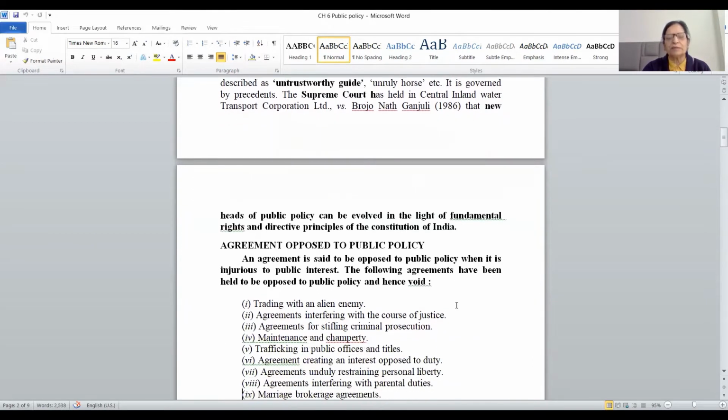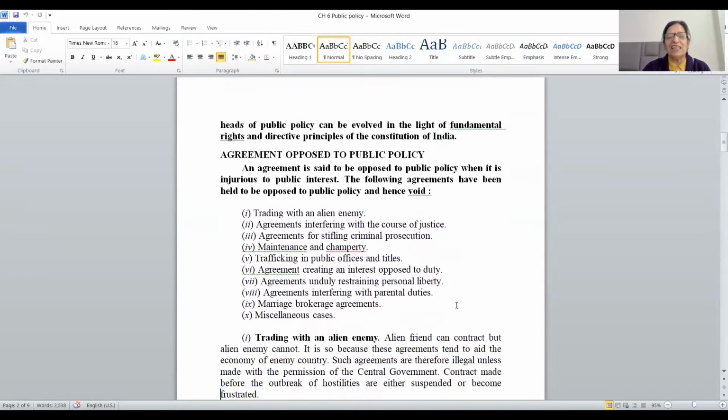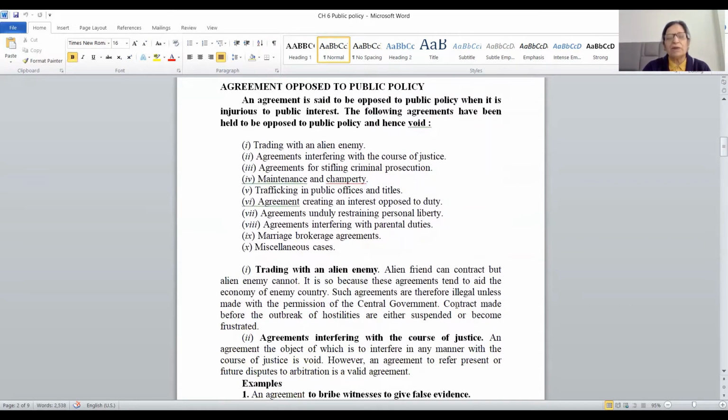The following agreements have been held to be opposed to public policy and therefore they have been regarded as void. The very first point is trading with an alien enemy. An alien friend can contract, but an alien enemy cannot. You all know, friends, it is so because these agreements tend to add to the economy of the enemy country. They will benefit the economy of the enemy country and not our own country. Such agreements are therefore illegal unless made with the permission of the central government.